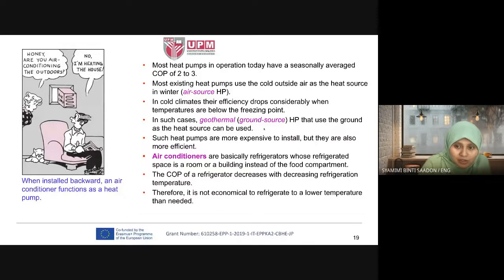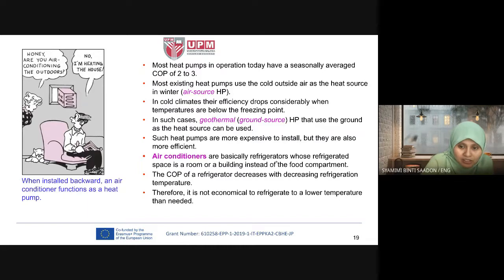In such a case, a geothermal heat pump that uses the ground as the heat source can be used. In Malaysia we don't use this, but in certain countries outside, we can use geothermal. This is one type of renewable energy source, the geothermal or ground source heat pump, to supply heat to the indoor space.